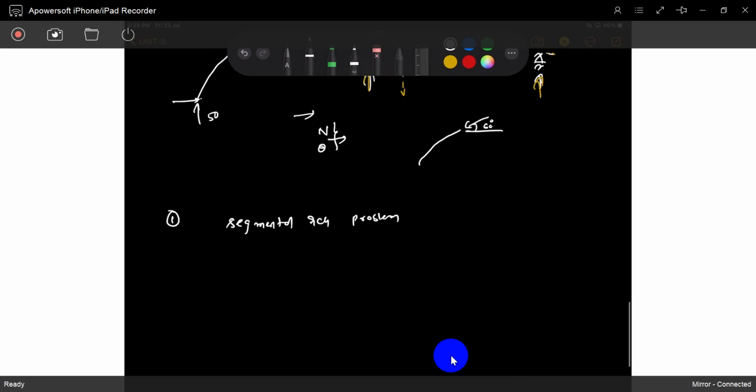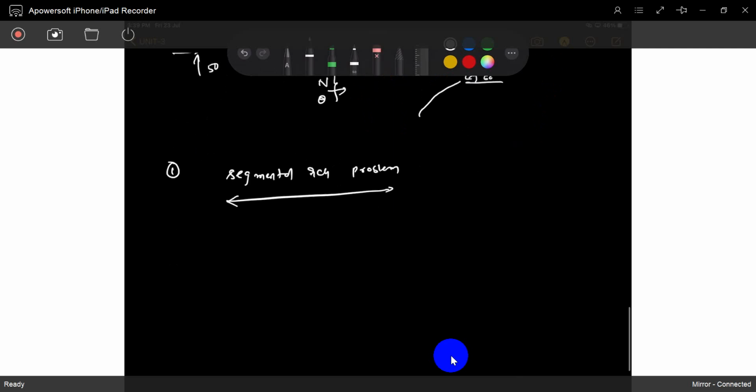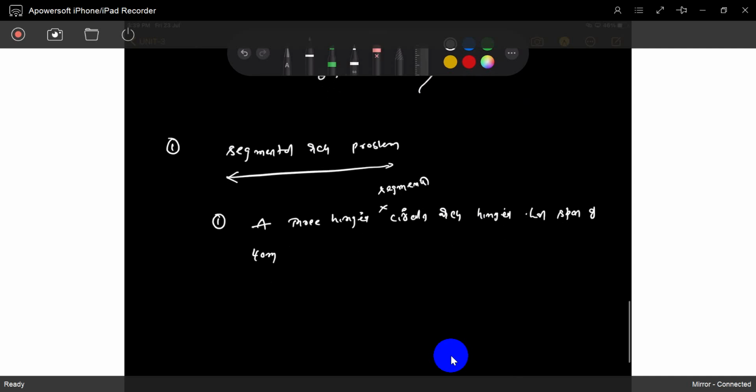Segmental arch problem. A three hinged circular arch, or segmental arch, has a span of 40 meters. He gave the span. If you are given the span, that means it's a segmental arch. Otherwise, if you are given a radius, you would easily get a semicircular arch.